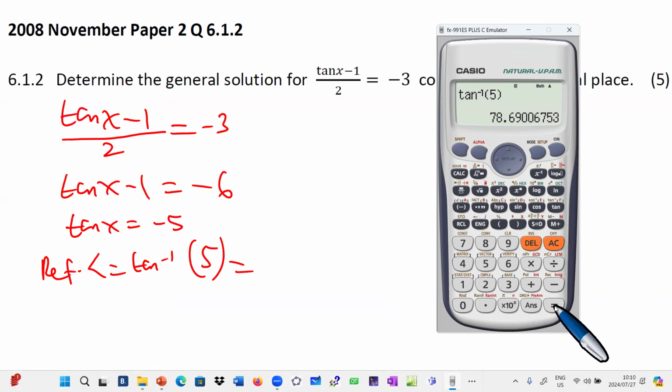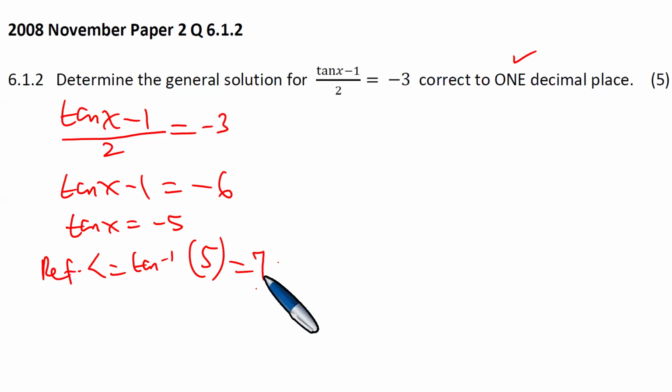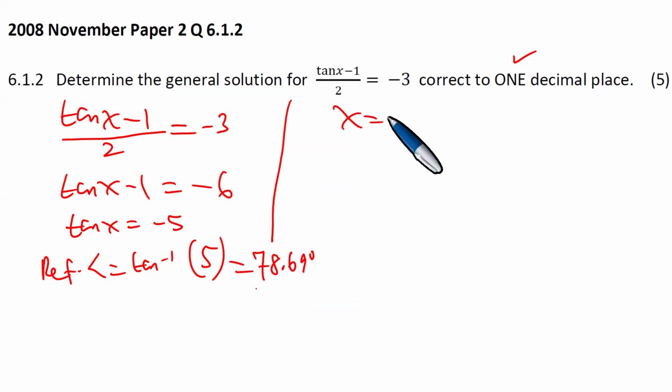Okay, it becomes 78.69. 78.69 what? Degrees. 78.69 degrees. So you're getting exactly 78.69 degrees. All right. Now, this tells us, obviously, the reference angle, but the tangent itself is negative. So you're going to consider a couple of angles.